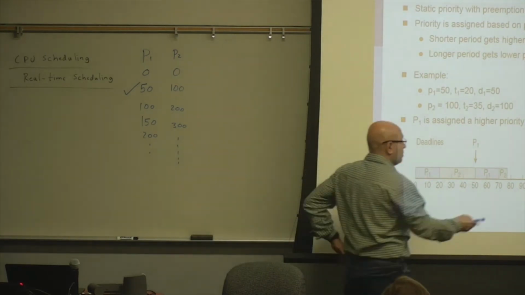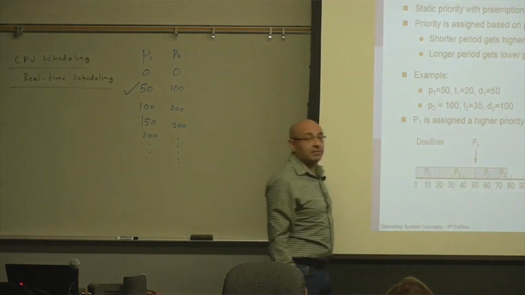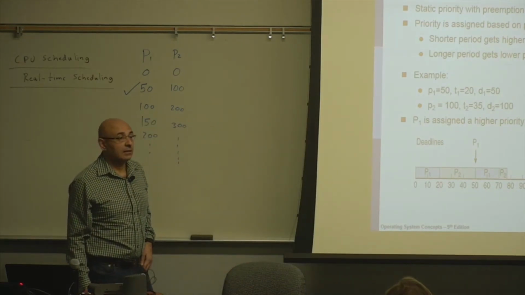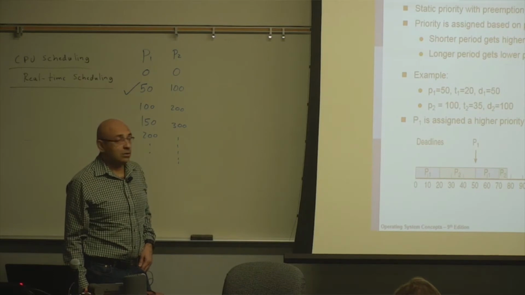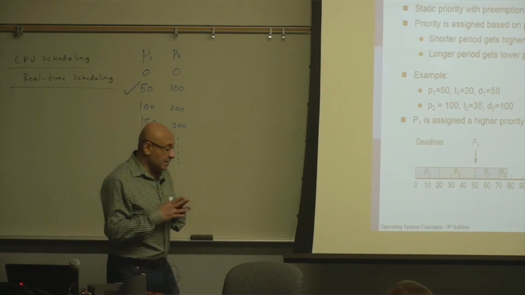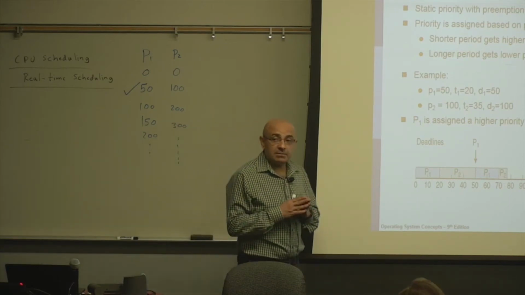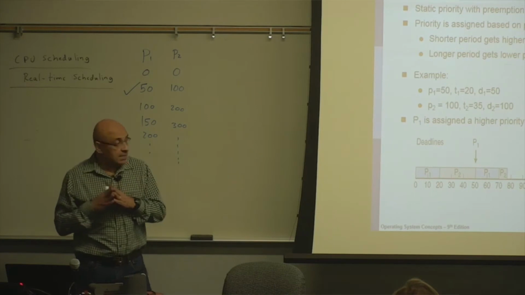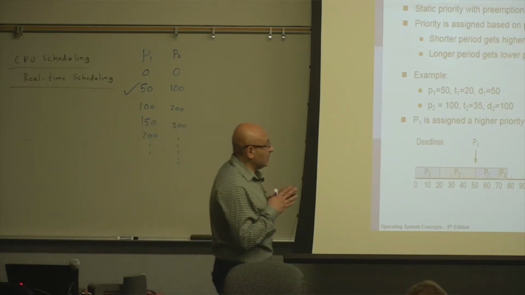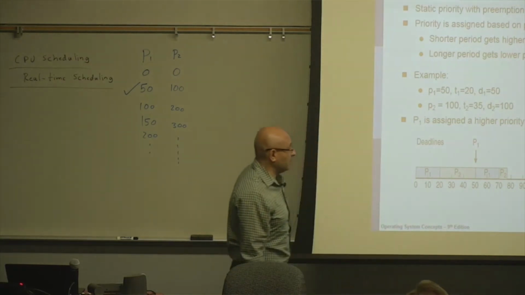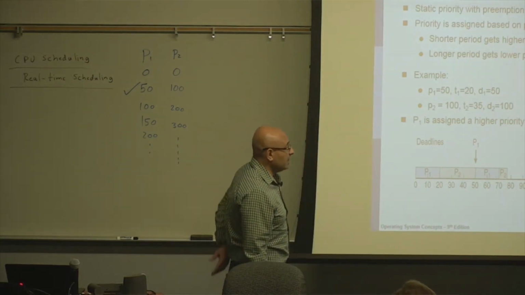Now when the burst of P2 finishes at 75, did any process here miss its deadline? No process missed its deadline. So we are fine. We're meeting the requirements of the system. So both processes were scheduled within their deadlines. The second burst of P1 completed at 70.